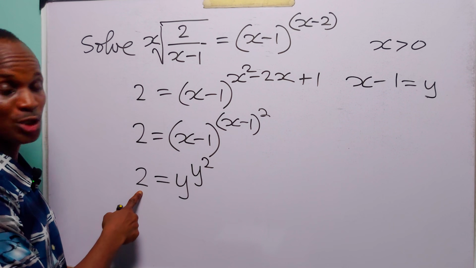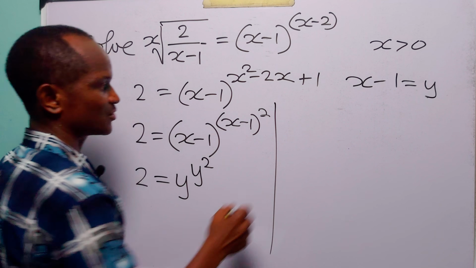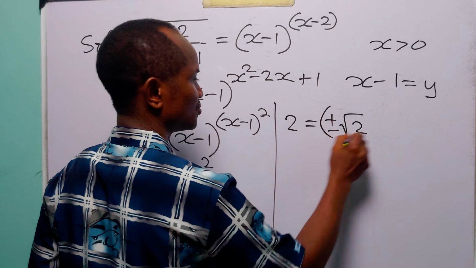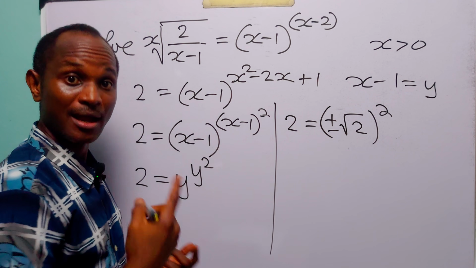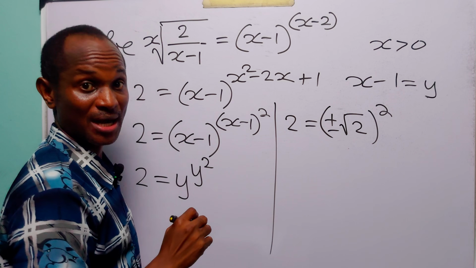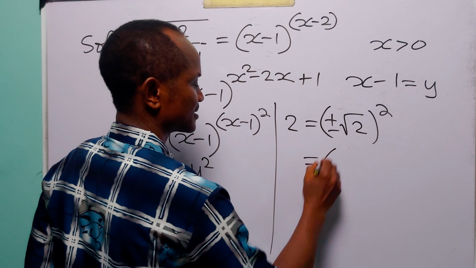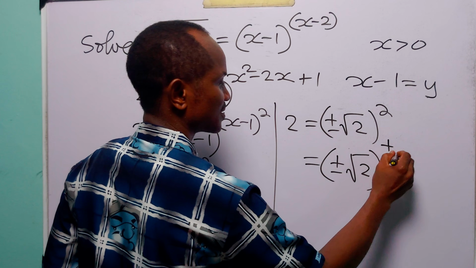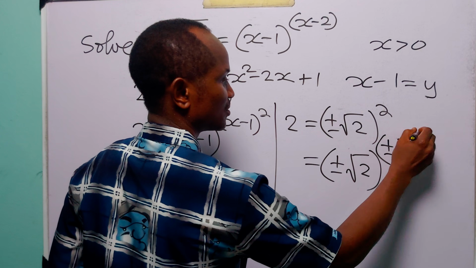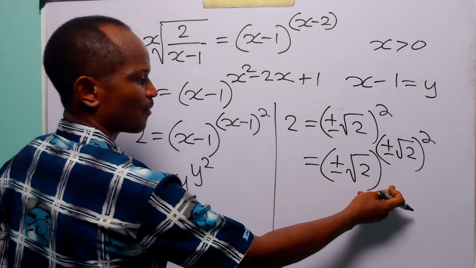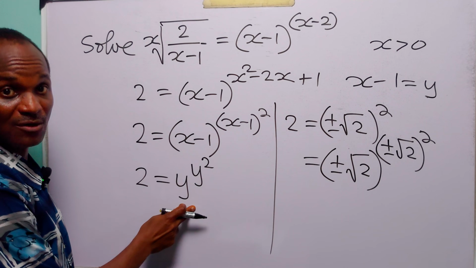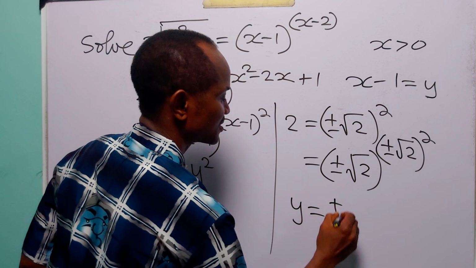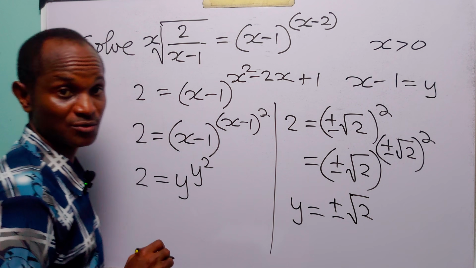Now, let us look at the number 2. Of course, you know that we can write 2 as plus or minus root 2 squared. Now, we still have 2 in the exponent, so this can also be written as plus or minus root 2 to the power plus or minus root 2 squared. Now, when you compare this to the right-hand side of this equation, it is very easy to see that y is equal to plus or minus root 2.